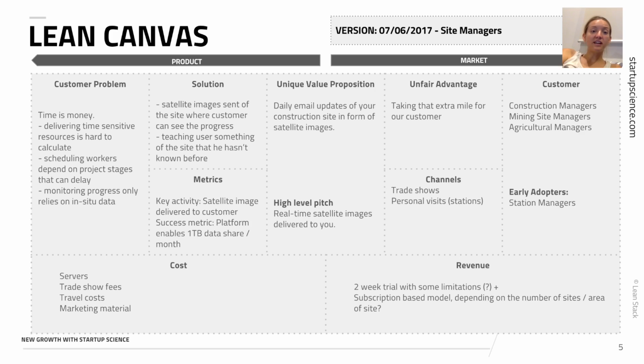So we believe that satellite images taken off the site that they are in can help them to understand the progress of the site, and helping them to understand this kind of data will help them to solve their problems easier. Our value proposition here is that they'll get daily email updates of their site, construction site or mine site, in the form of satellite images.